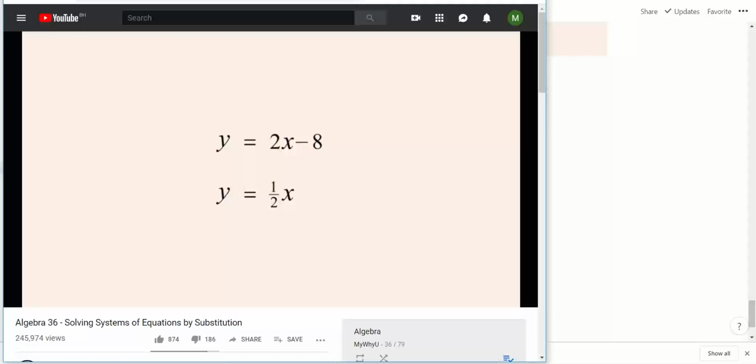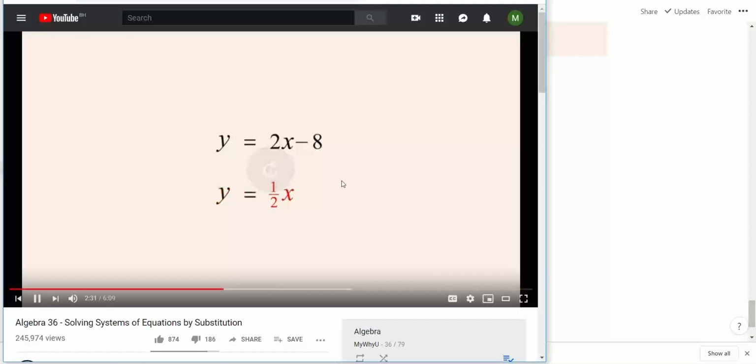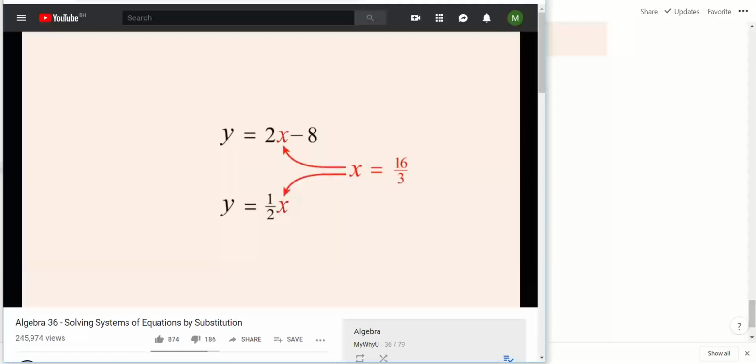Each equation tells us something about the relationship between x and y. For example, the second equation tells us that the value of y must be equal to 1/2 the value of x. We can substitute this into the first equation. This gives us an equation for y in the single variable x, and solving it, we get x equals 16/3. We can set the value of x in either equation to 16/3 and find the corresponding value of y.